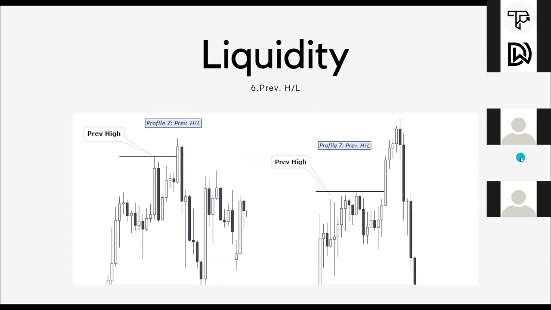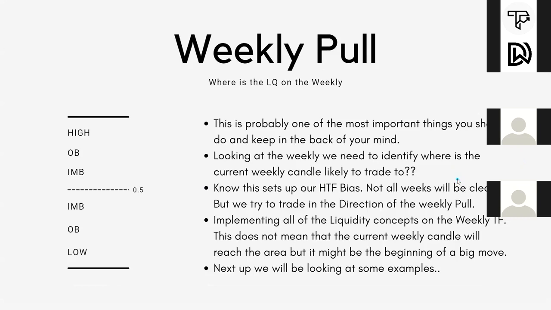Good. Okay, next up, now we'll be looking at the weekly. So where is the liquidity on the weekly? This is probably one of the most important things you should do and keep in the back of your mind. And I know this is going to sound controversial, because why do we need to know what's happening on the weekly if we take trades on the 1 minute? Well, the simple answer is not everyone wants to trade on the 1 minute or the 5 minutes. Some want a scalping or swing trading type of approach. So this is specifically for those that have a daily job, or don't want to be in front of the charts the entire day. How do we know where price is heading?